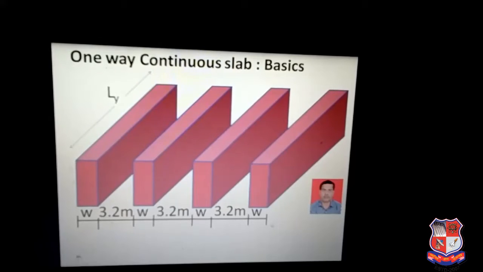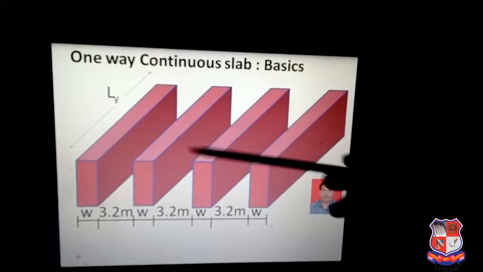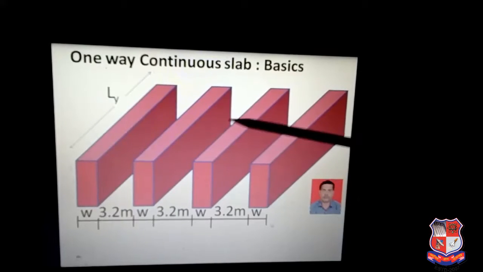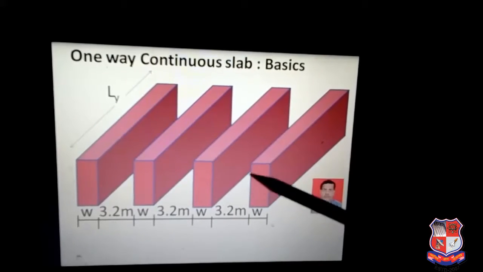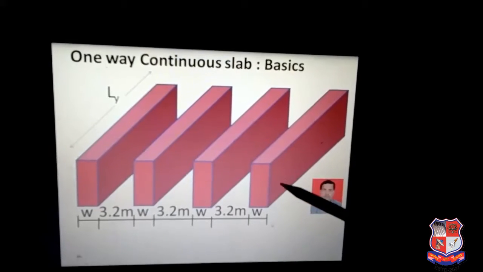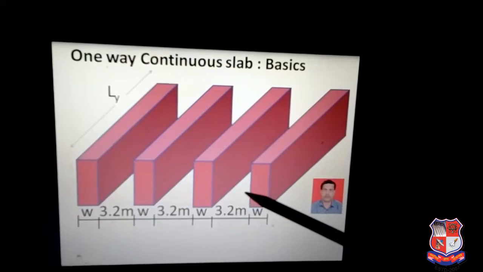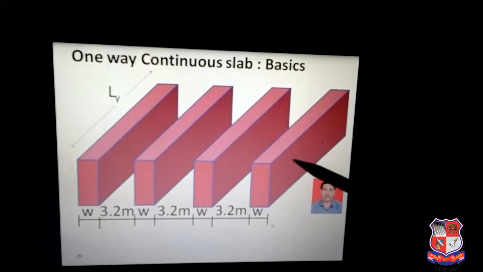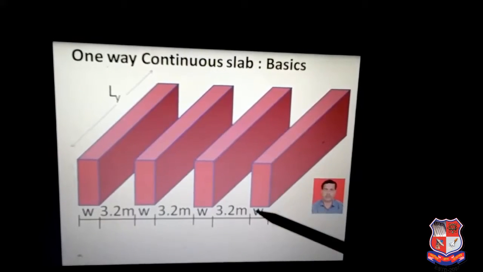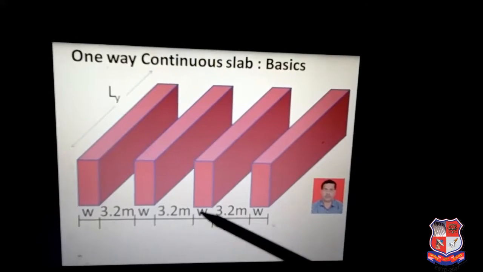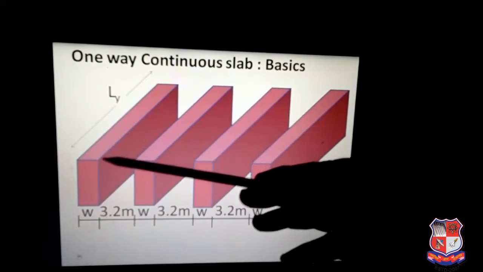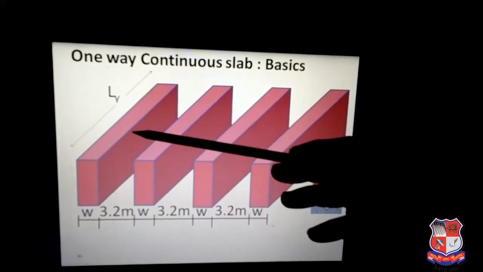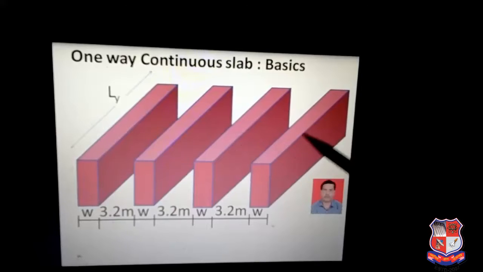The slab is continuous, that is, extending from one span to another span and then to another span. The number of supports always has to be more than 2. In this case we have taken 4 supports, that is, to have a one-way slab comprising of 3 spans. The span length is here taken 3.2 meter and the length of the slab is Ly. This can be any value according to the situation of the building.